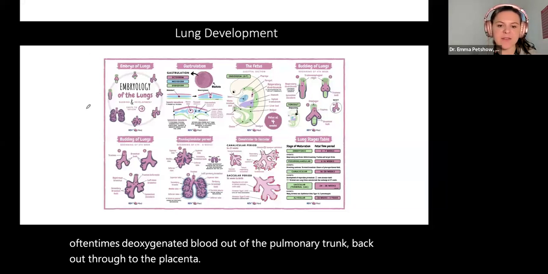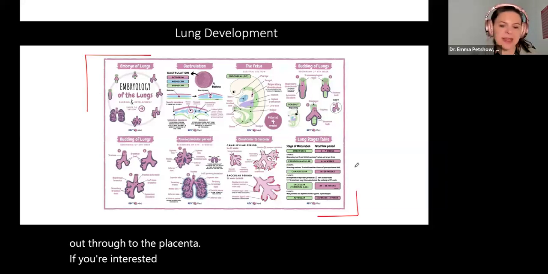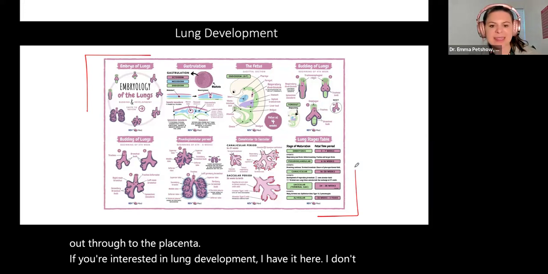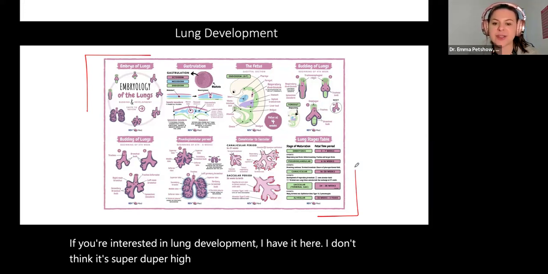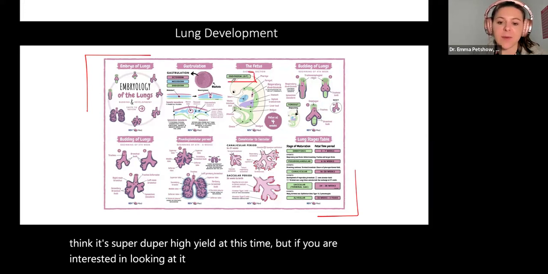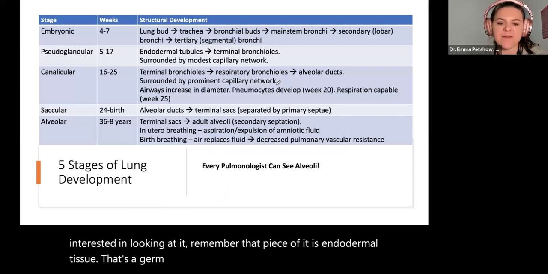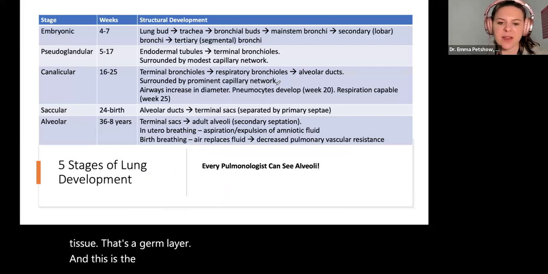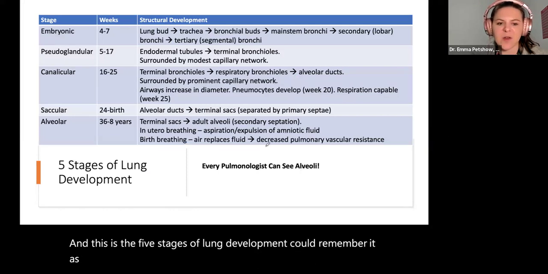If you're interested in lung development, I have it here. I don't think it's super high yield at this time, but if you are interested in looking at it, remember that piece of it is endodermal tissue. That's its germ layer. And this is the 5 stages of lung development. You could remember it as every pulmonologist can see alveoli for the 5 stages in order.